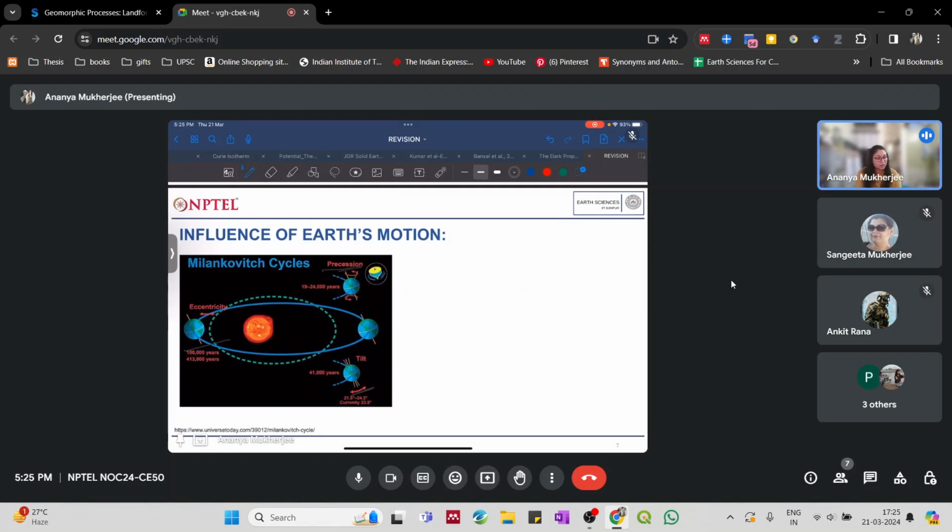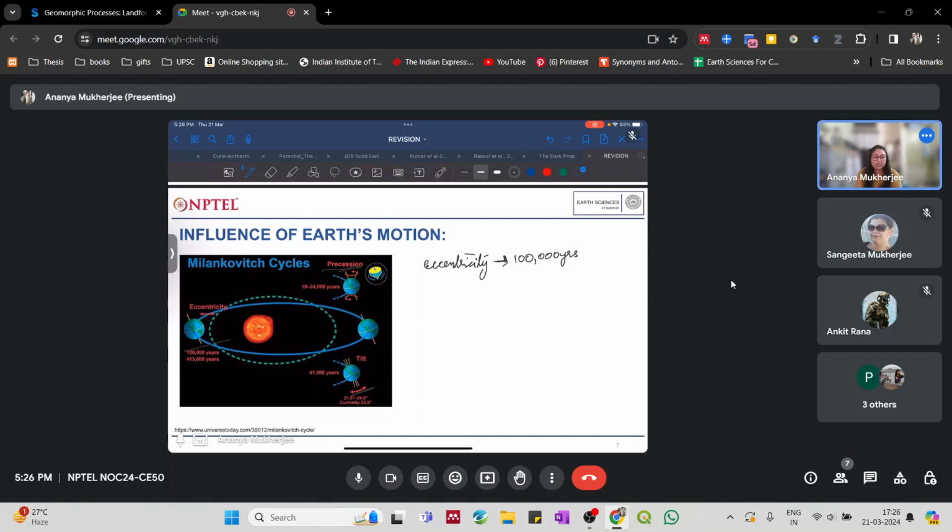So when we are talking about the eccentricity, the changes in eccentricity happen over a long period of time. Okay, so it can take about 100,000 years for the eccentricity to change. What happens is that at first the eccentricity decreases, then it increases, and then it comes back to its original position. So this entire cycle takes 100,000 years.